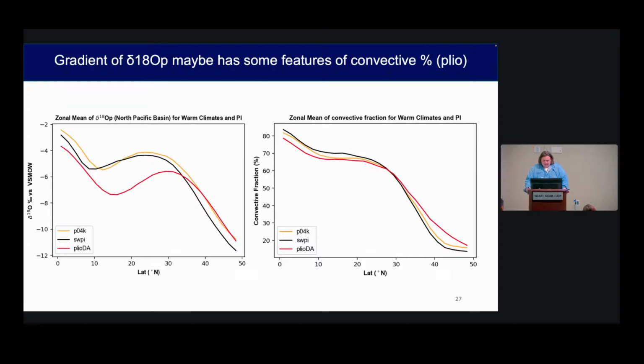We do the same thing for convective percent. You don't really see the troughs or peaks appear. So we think maybe convective percent is not a strong driver.